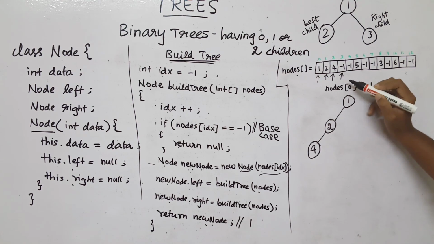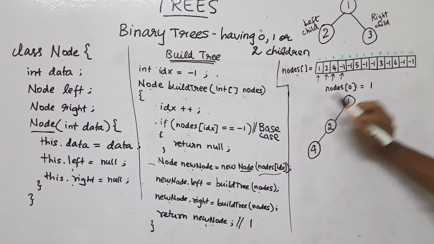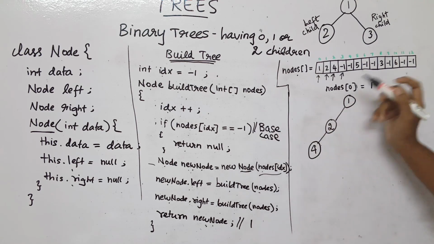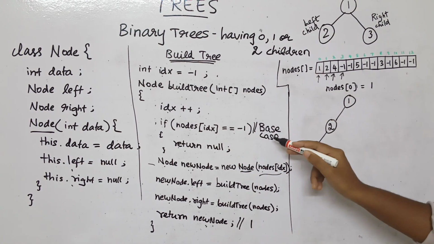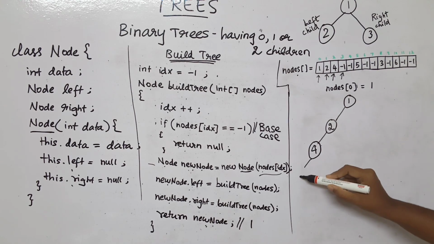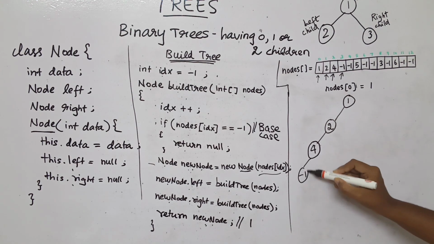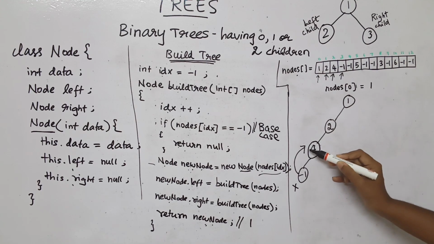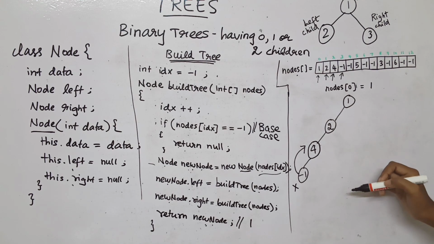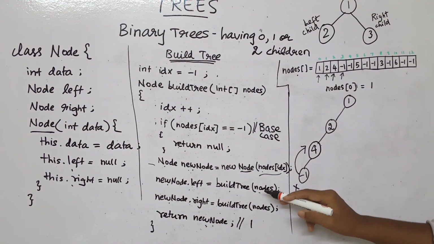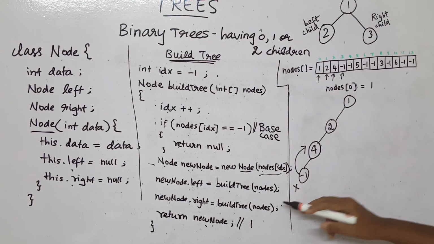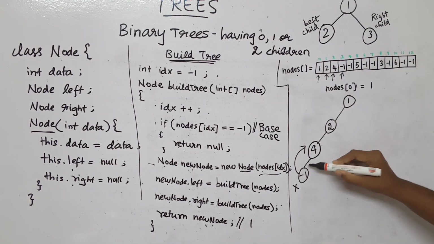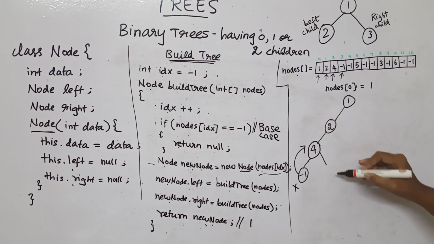So now we are encountering a -1. So now the base case is satisfied, so it will return null. Since it is -1, there won't be any left child for node 4. So it will return null and we'll go back, and we'll create the right subtree, which is also a recursive function. So it will recursively create the right subtree for node 4.